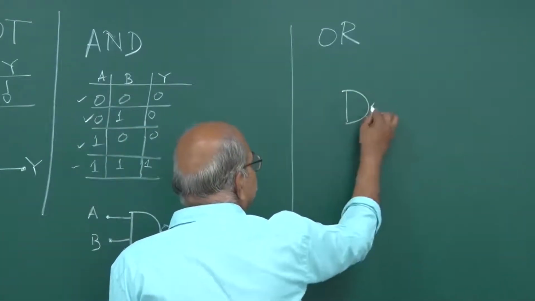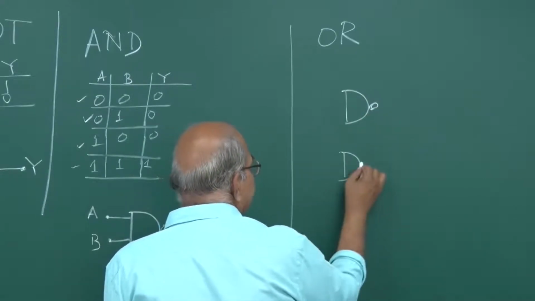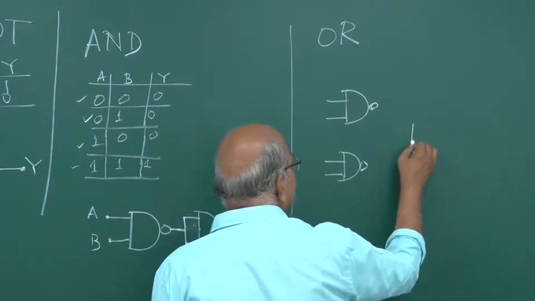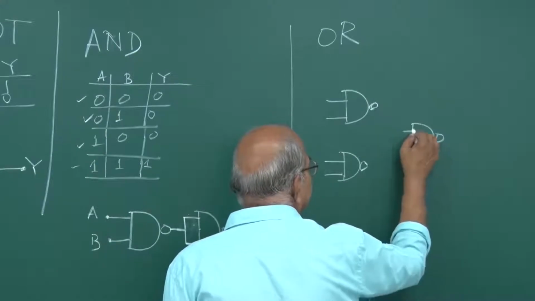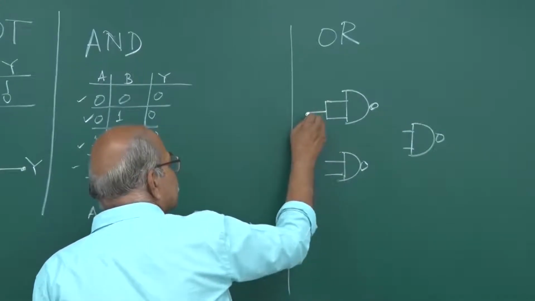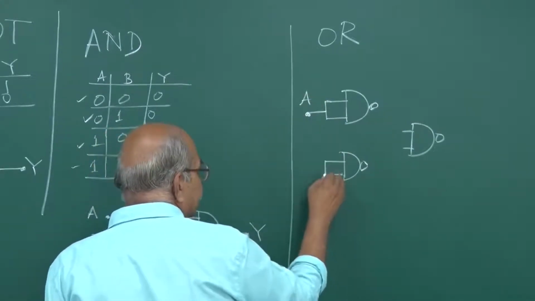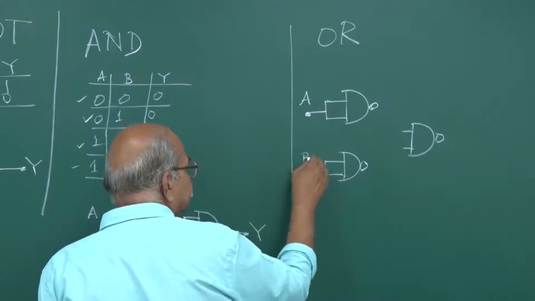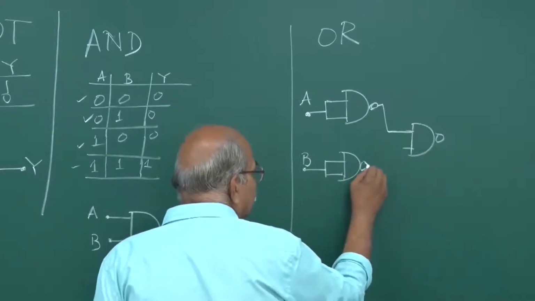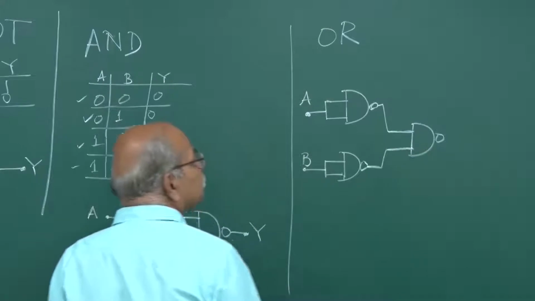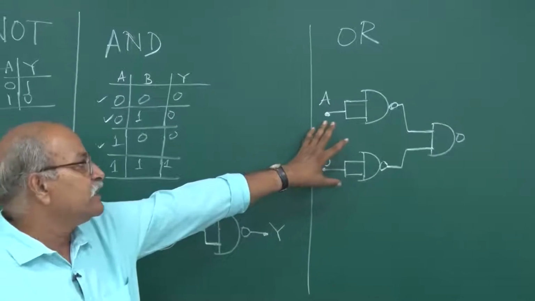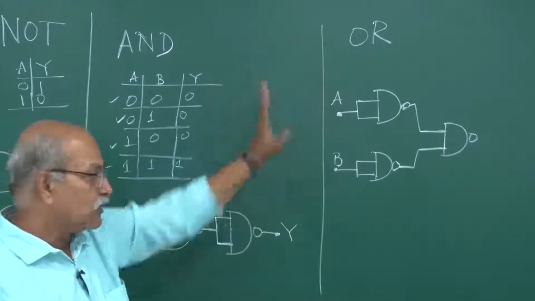One is here, 1 is here, and 1 is here. The first input I am giving here, this is the first input A, and this is that second input B, and the output of this goes as one input here, and output of this goes as one input here. So let me make the truth table of this digital circuit and see whether it is OR or not.